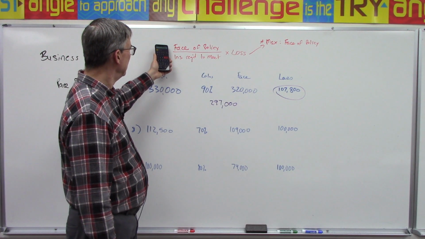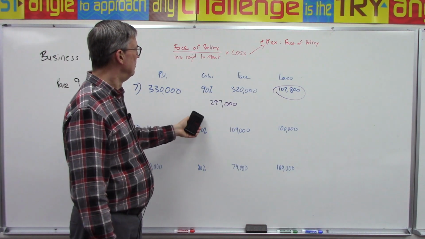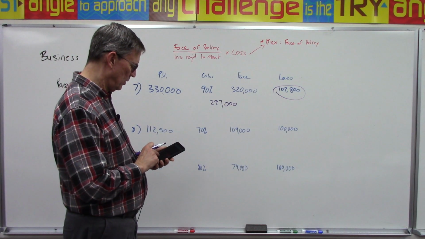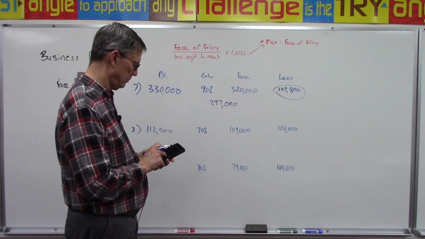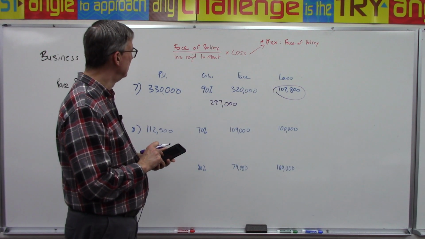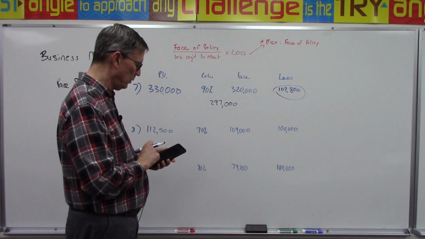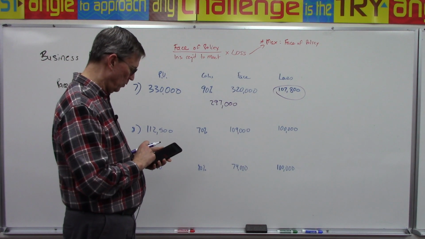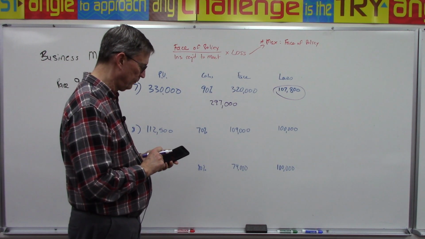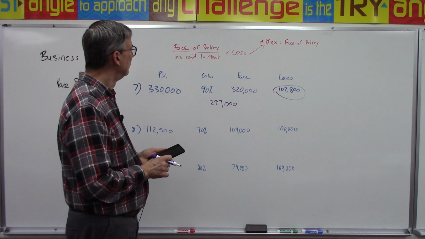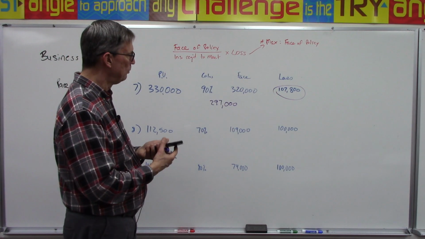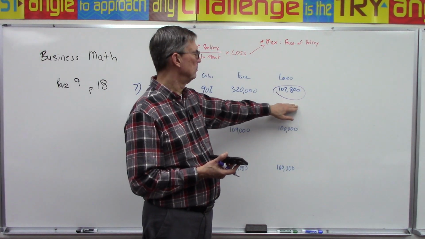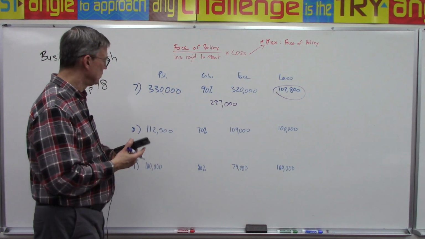So if we take the face value divided by that, multiply it times the loss, let's do that. 320, divided by the 297, times 107,800. So that ends up being more. But the point is, they're not going to pay more than what the loss actually is. Okay? So let's look at this one here.